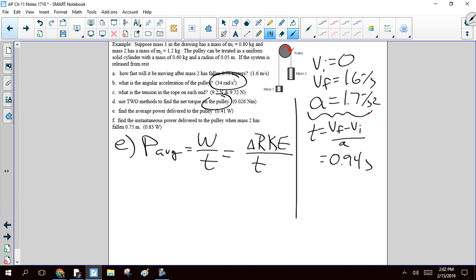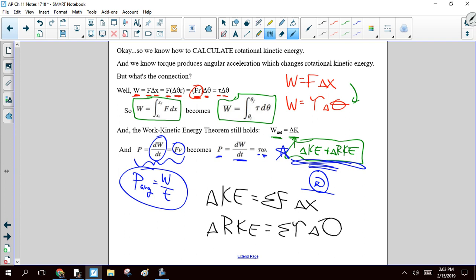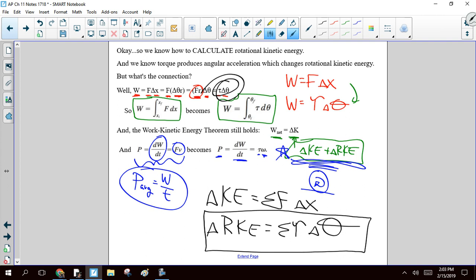So I am going to do a thing. Remember before we talked about the work kinetic energy theorem? So in the same way that change in KE is, whoa, totally lost my train of thought. Oh, is net force times displacement. Our change in RKE should be net torque times change in theta. Okay? Yeah, because we established that up here, right? So there it is. All right.